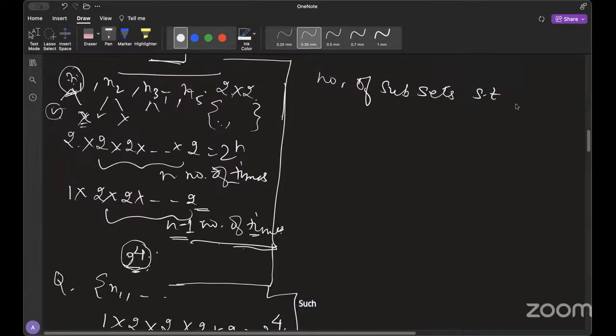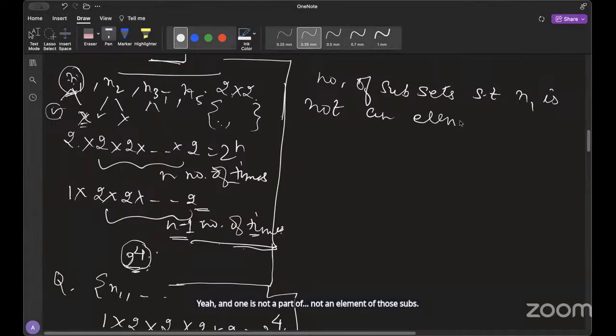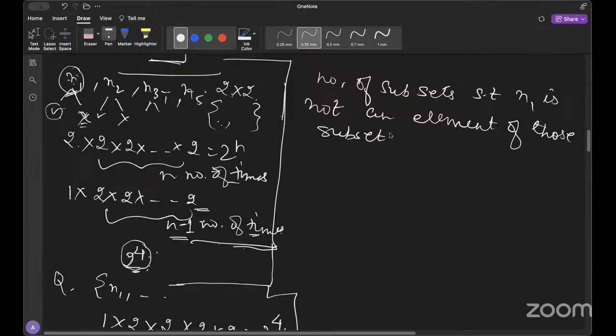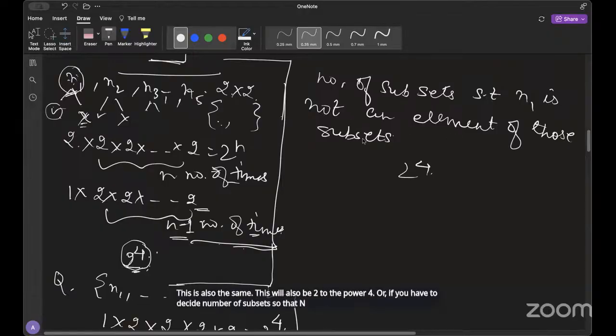such that n1 is not an element of those subsets. This is also the same. This will also be 2 to the power 4. Or if you have to decide the number of subsets such that n1 is an element of those subsets, that's also 2 to the power 4.